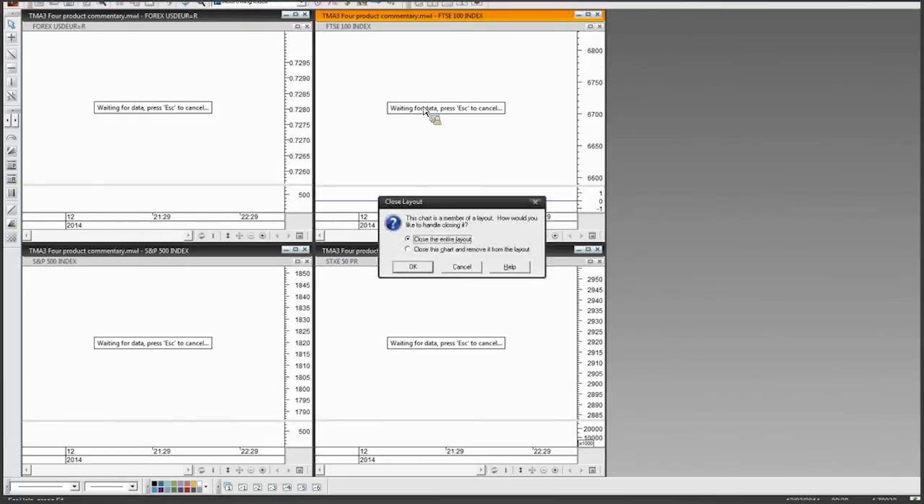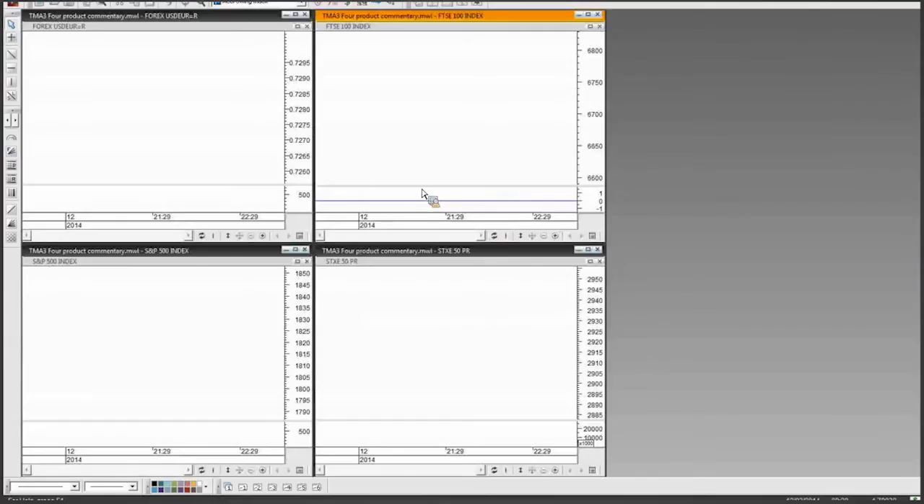Can have a few problems. If you've ever used MetaStock before, you know that sometimes they don't always open first time.